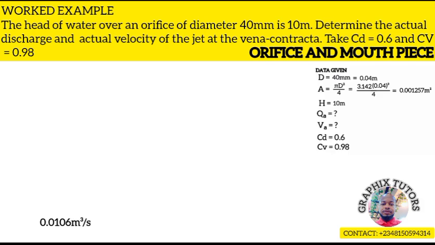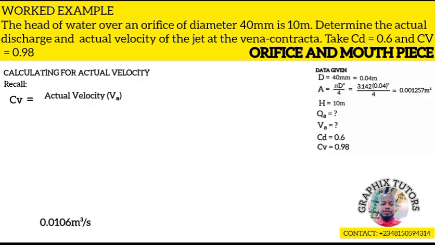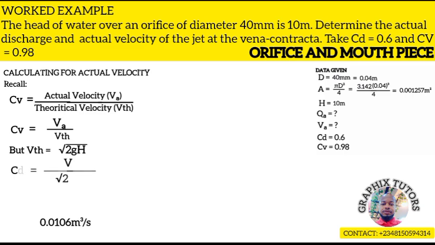Now the next thing we are told to calculate is the actual velocity. Recall, my coefficient of velocity is equal to the actual velocity over the theoretical velocity, which is V sub A over V sub TH. The theoretical velocity is given as the square root of 2gh.